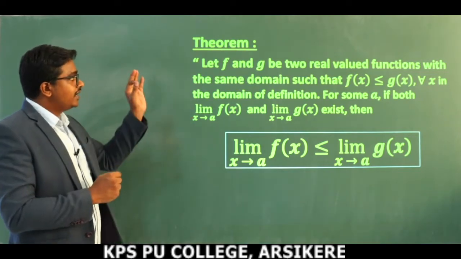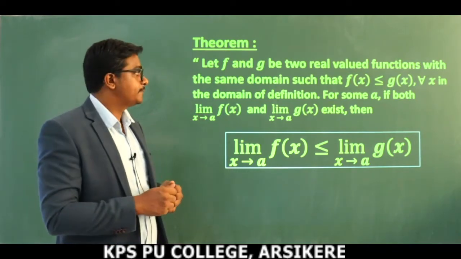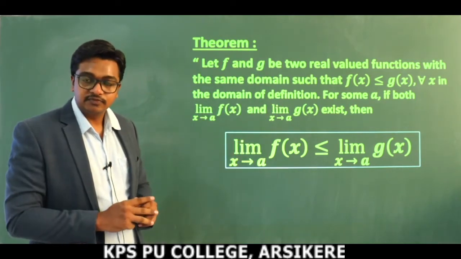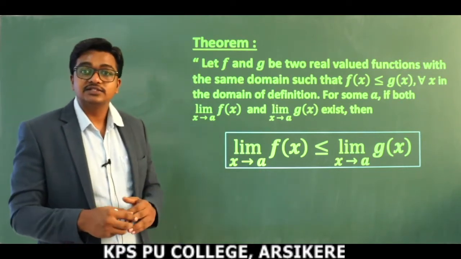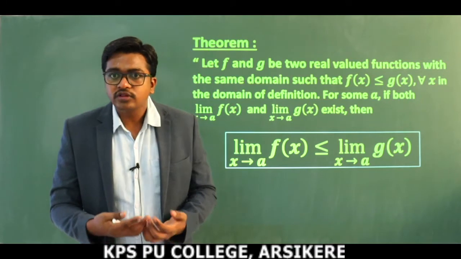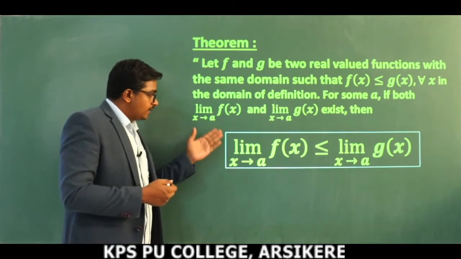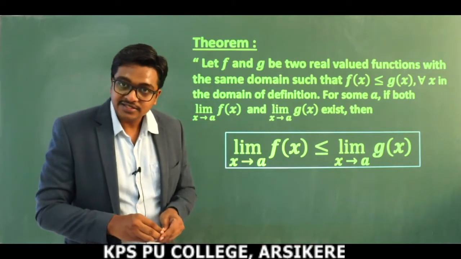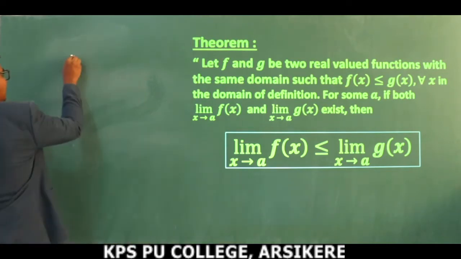The theorem says: let f and g be two real valued functions with the same domain such that f of x is less than or equal to g of x. For some a, both limit as x extends to a of f of x as well as limit as x extends to a of g of x exist. Then limit as x extends to a of f of x is always less than or equal to limit as x extends to a of g of x. I will give a diagram for this one.